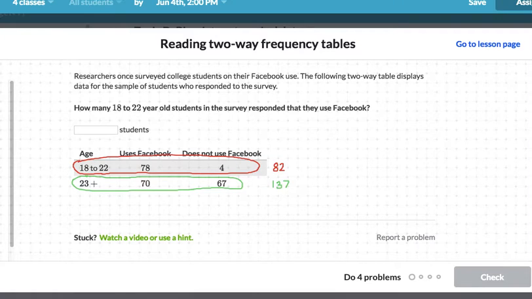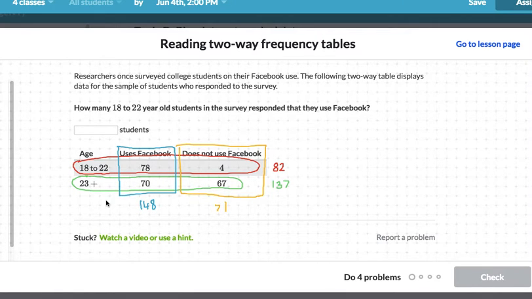Okay. Some more information we can gather from here as well is that among the students who used Facebook, in total, the number of students that used Facebook was 148. And we can also say that the number of students who did not use Facebook was 71. Okay, so this is all pretty straightforward. All we're doing is saying, okay, this column is the students who used Facebook, this column is the students who did not, and these are the students from this age range, these are the students from this age range, and we go from there.